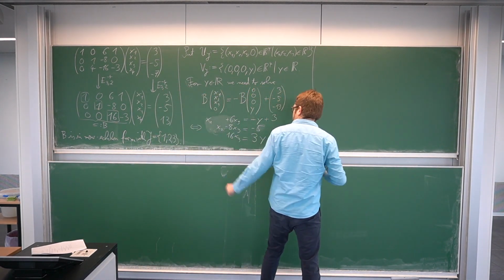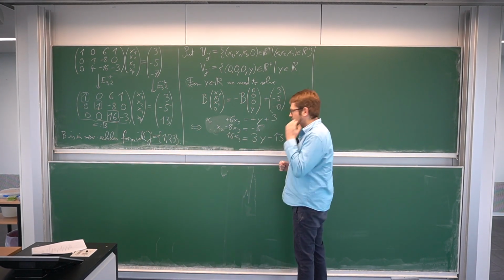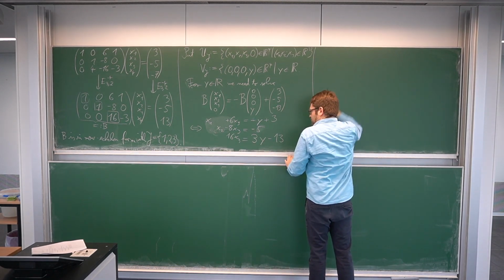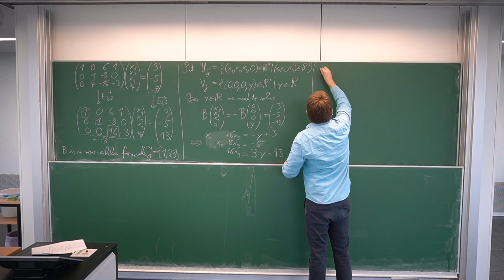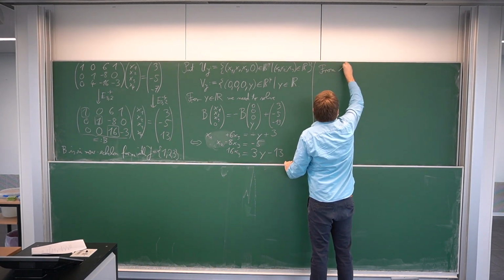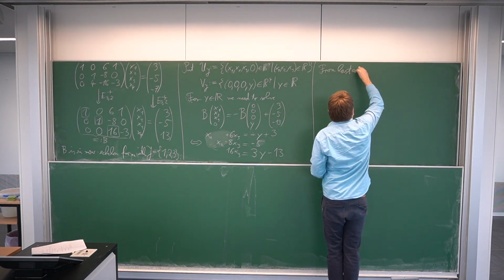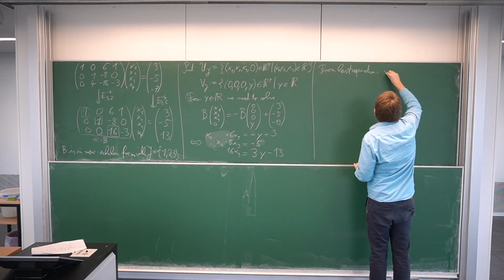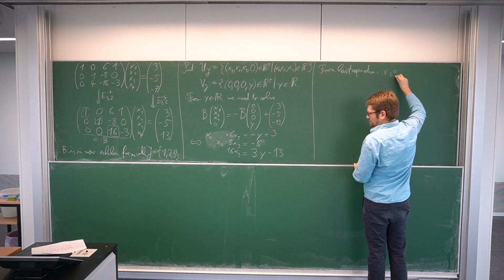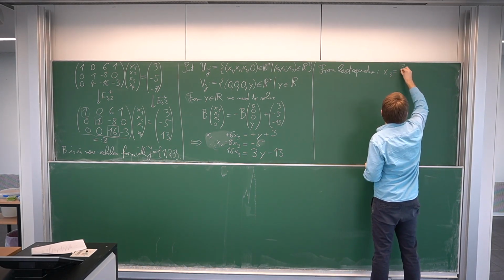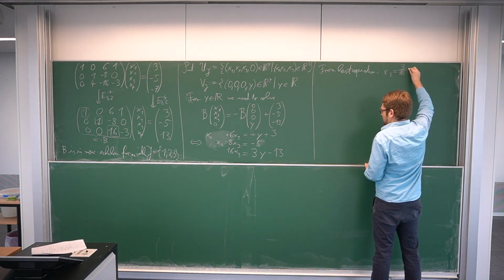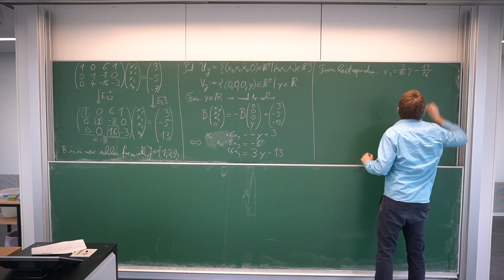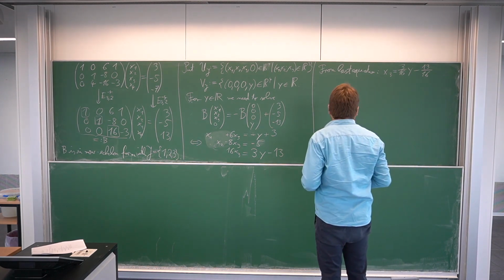Since this is in row echelon form, it's now clear what we can do, because this is easy to handle. From the last row, from the last equation to be precise, we can simply divide by 16 and get x3. So x3 is 3 over 16 times y minus 13 over 16. Okay, not that beautiful, but this is where we're at.